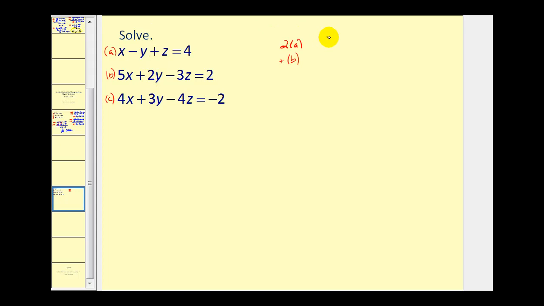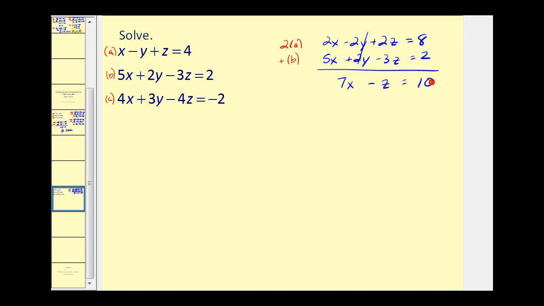So we'll have 2x minus 2y plus 2z equals 8, and equation B remains the same: 5x plus 2y minus 3z equals 2. Go ahead and add these together. We have 7x, y terms are opposites, minus z equals 10. And we'll call this equation D.